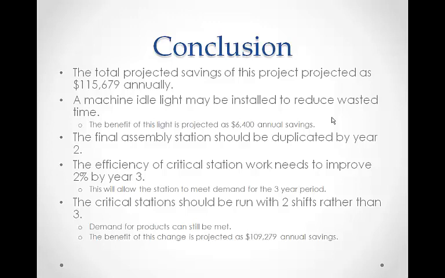And the critical stations should be run with 2 shifts rather than 3. They will still be able to meet demand, and the benefit of this change is projected to be $109,279 savings annually.